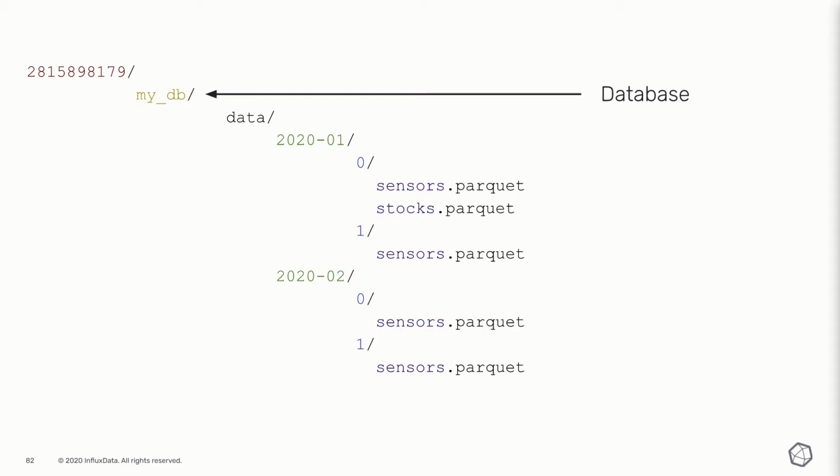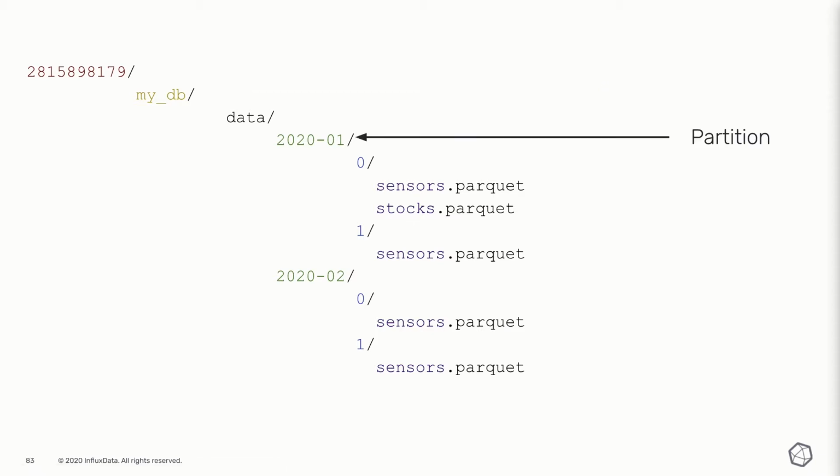Next, we have the database name. Then we break data out into partitions. As I mentioned, this structure is defined by the user when they create a database, and we have a default partitioning scheme that just creates a partition per hour. They can partition data on table, on some value of the data, or any number of ways. In this example, we're partitioning by year and month, but like I said, by default, we actually partition by hour.